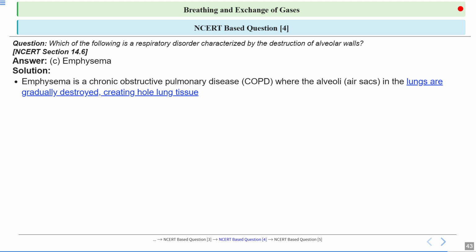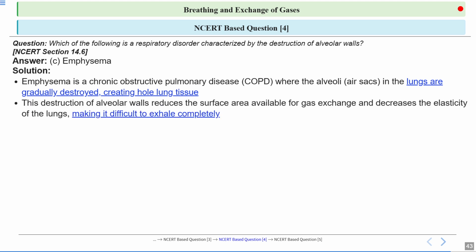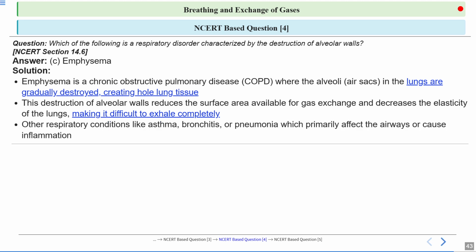And you all know it means that the surface area available for gaseous exchange is less when the alveoli region gets destroyed, right? So it creates holes in the lung tissue. This destruction of alveolar walls reduces the surface area available for gas exchange and decreases the elasticity of the lungs, making it difficult to exhale completely. Other respiratory conditions like asthma, bronchitis or pneumonia, which primarily affect the airways, cause inflammation.